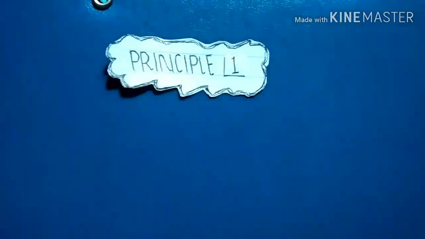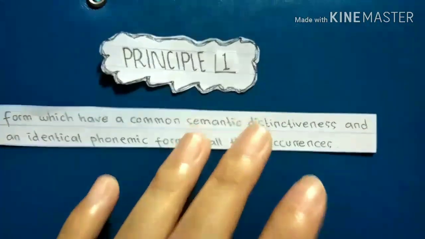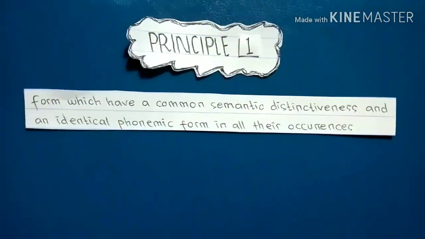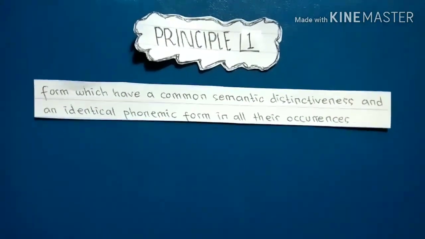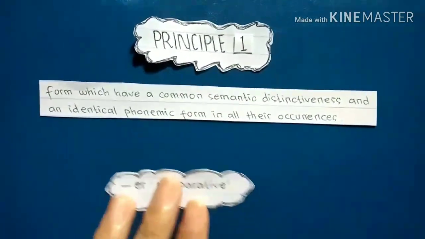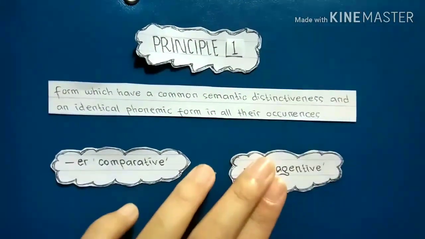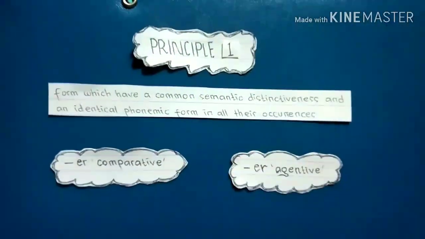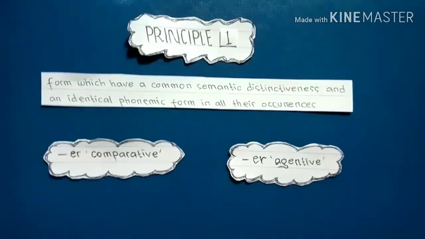Okay, according to Nida in Principle 1, forms which have a common semantic distinctiveness and an identical phonemic form in all their occurrences constitute a single morpheme. Okay, now let's see the example. Morpheme as comparative and morpheme as agentive. Okay, these two morphemes have the same pronunciation, but they are different in meaning.